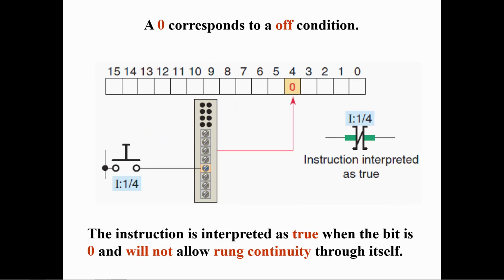If the external switch is not closed, a 0 is placed at the specified address in the input table, and the examine if open instruction becomes true and there is run continuity through the contact. This is the same as a normally closed contact on a relay whose coil is not energized.